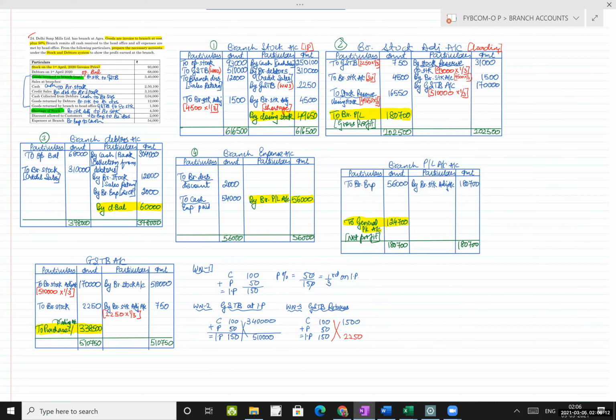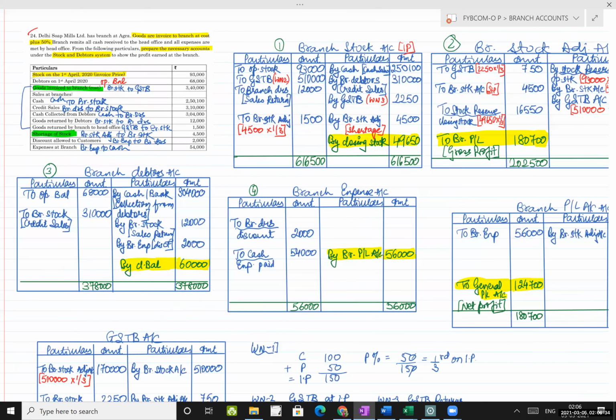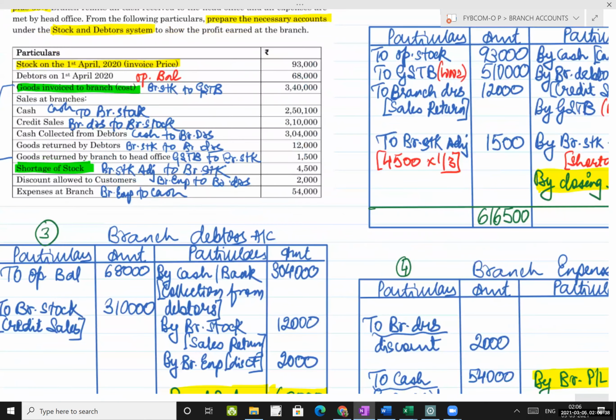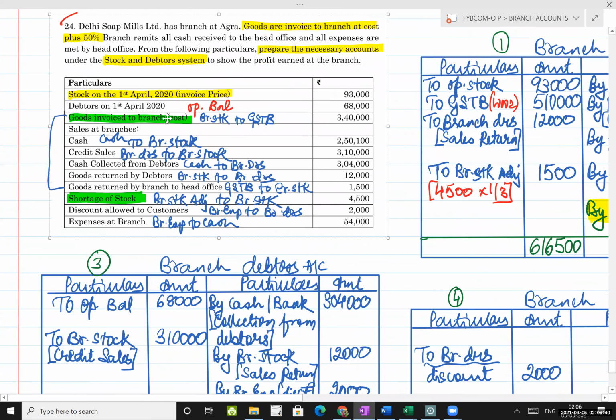अगर इन द क्वेश्चन आप ऊपर इंफॉर्मेशन में अगर आपको बोल दिया है कि गुड्स आर इनवॉइस एट कॉस्ट plus some element of profit, then if below they give you the cost price, you will have to convert it into the invoice price. That is what we did here in working note number 2 as well as working note number 3. वो cost price पे दिया हुआ था, तो आपको उसको invoice पे लाना ही पड़ेगा. There is no other option.